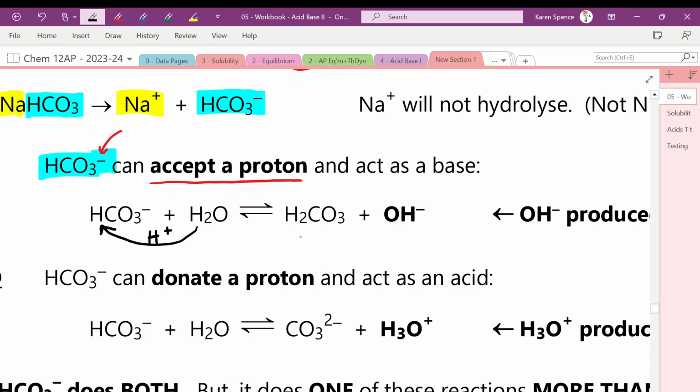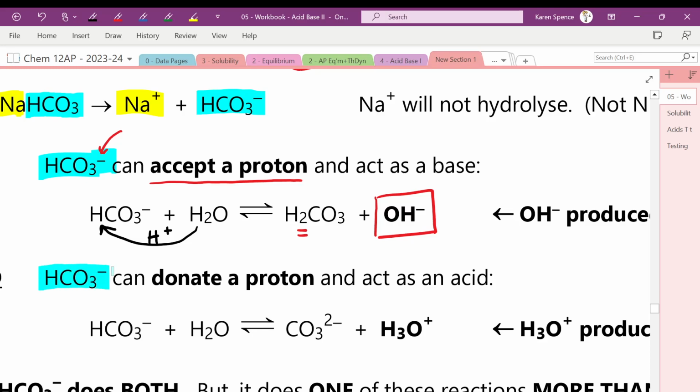So now we have H2CO3, and the water has lost a proton, so we have OH minus. And if that was the only thing that happened, what kind of solution would we have? Basic.